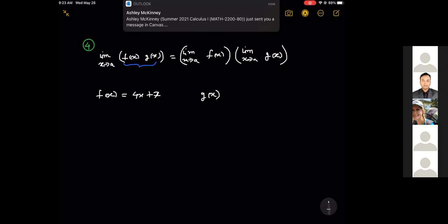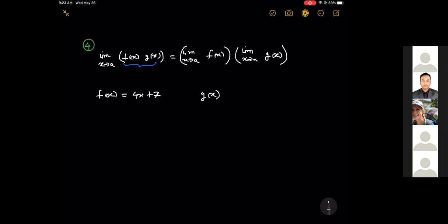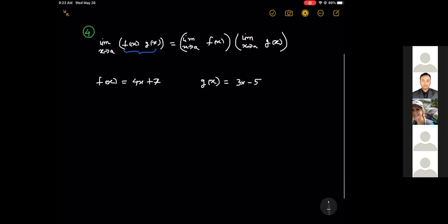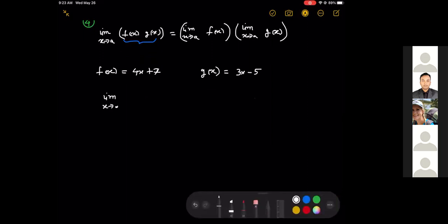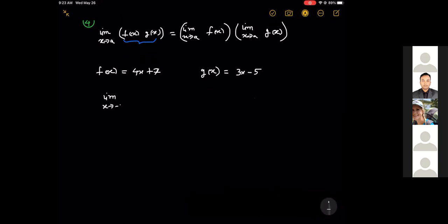Okay, g of x is, let's say, 3x minus 5. Okay, you can try this. So first of all, we want to find the limit of the product. Let's say at x equals -1. I guess we have already tried x equals 0 and 1. Let's try -1 because we can actually try any value.